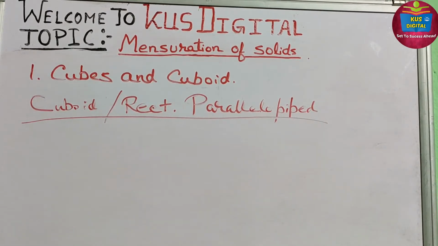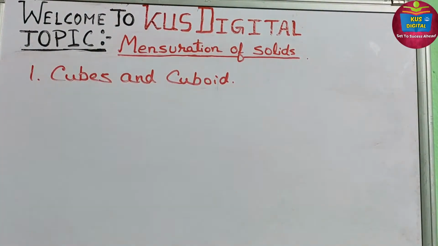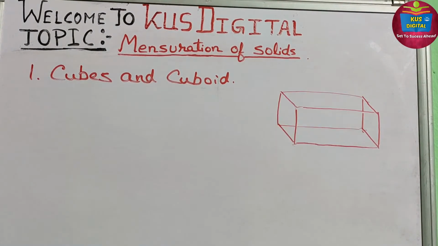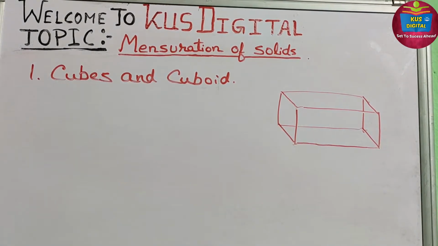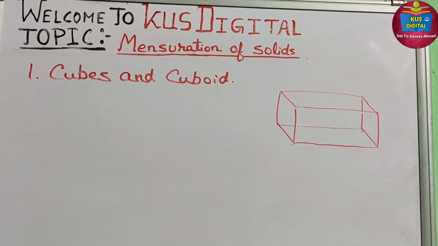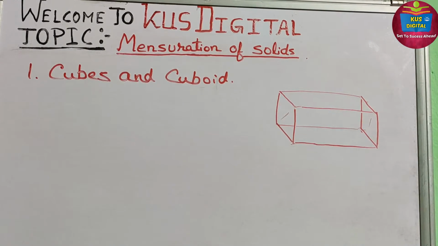Okay, so now for cuboid, let me draw a structure first. This is a cuboid. How does it differ from a cube? A cube has each edge of the same length, but in a cuboid only the opposite surfaces are of the same area. That means this surface and the opposite surface are equal in area and parallel to each other.